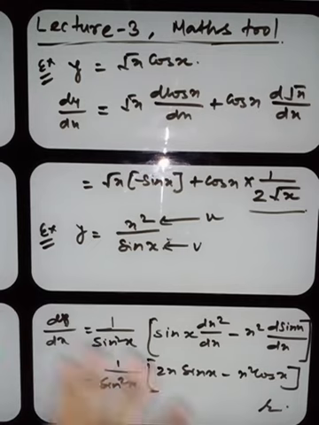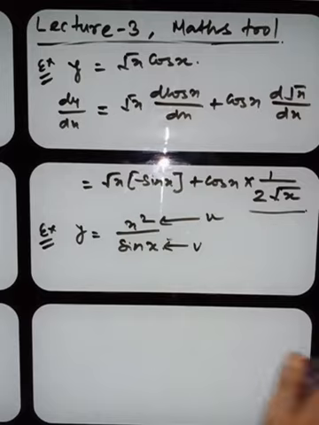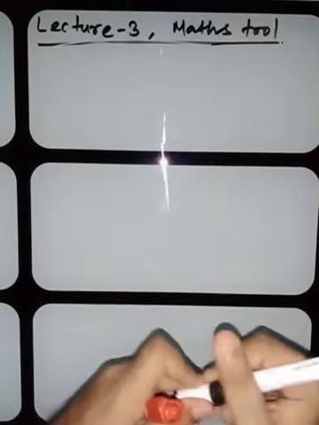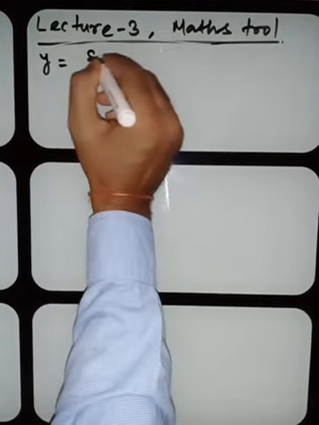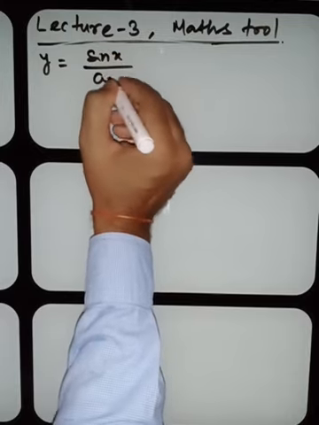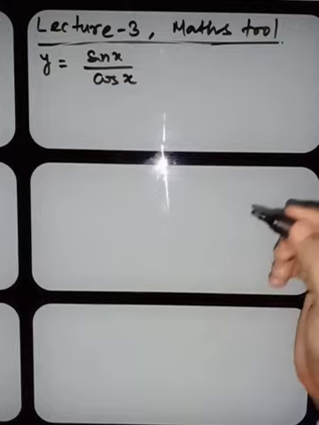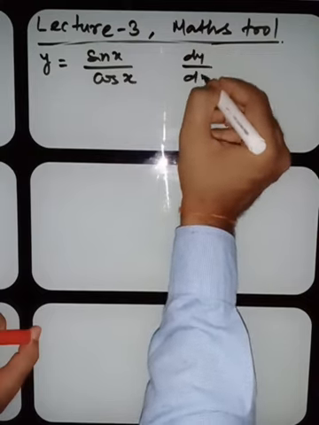Here my duty was just to explain how to differentiate functions which are in multiplication form or the product form. Okay, let me do some more questions. Kindly differentiate this one, my dear student. y is equal to sin x by cos x. Differentiate this one. You have to find dy by dx.